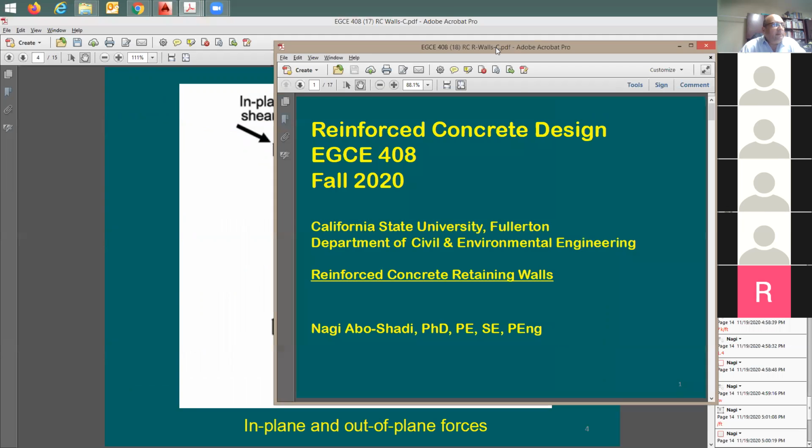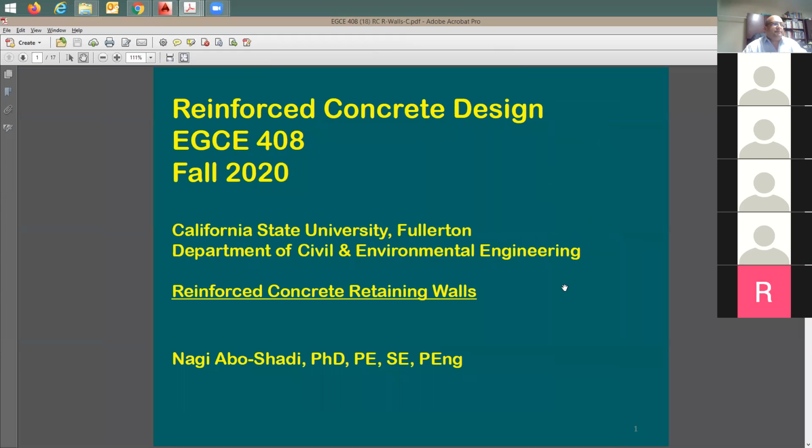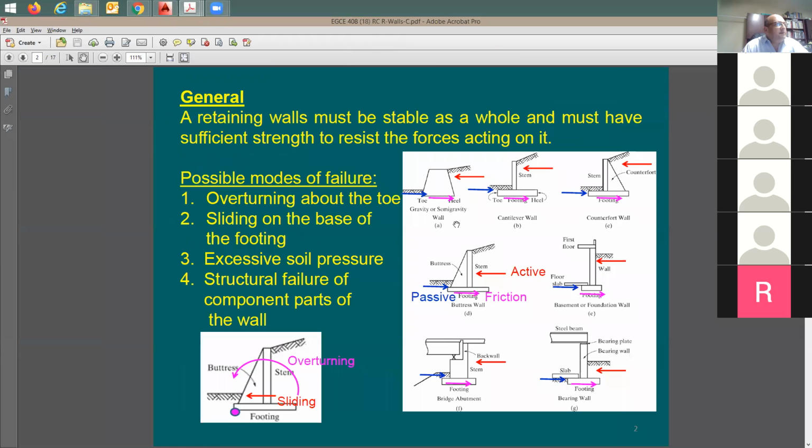All right. Now, in the retaining wall, what happened? You have the front side steel. It's going to be number 18.